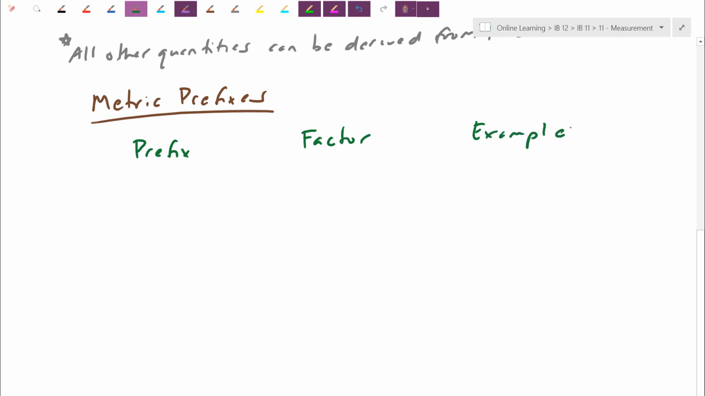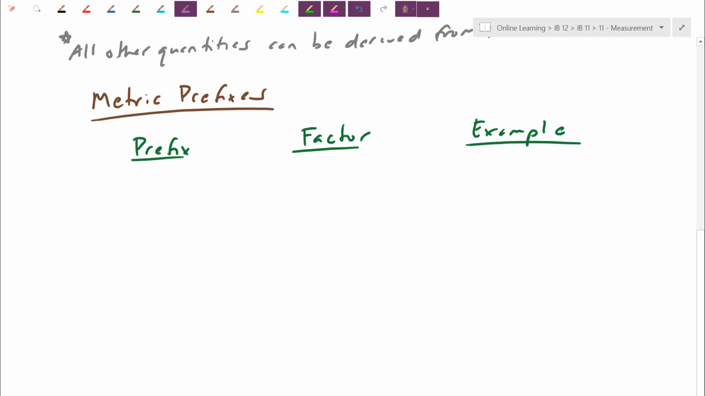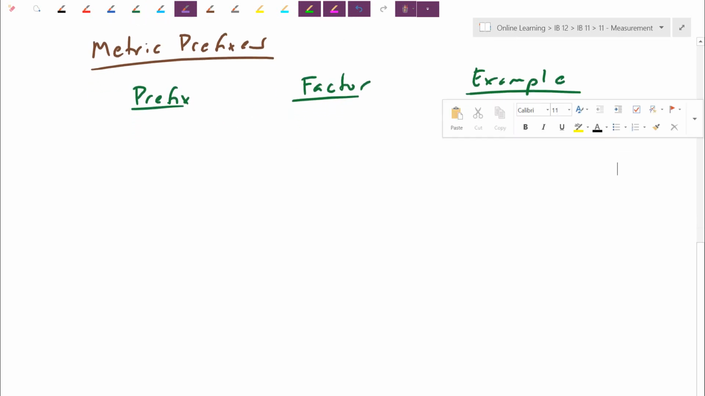All right, so that's our heading for the next table. We're going to start prefixes. Again, you have seen many of these prefixes before. We're going to start from biggest to smallest. So let's start off here from giga.